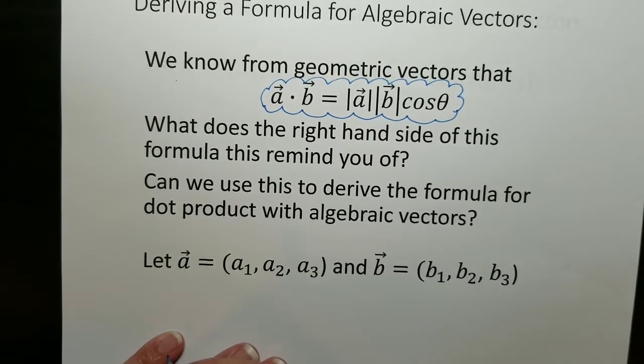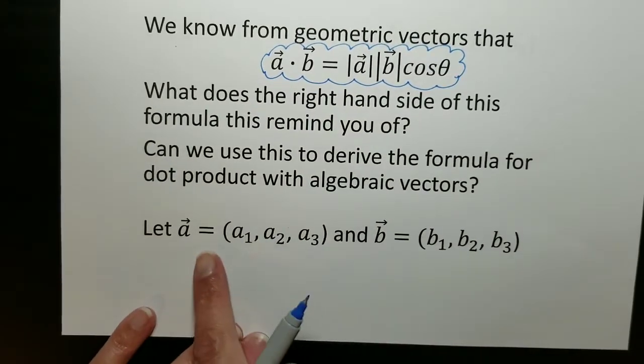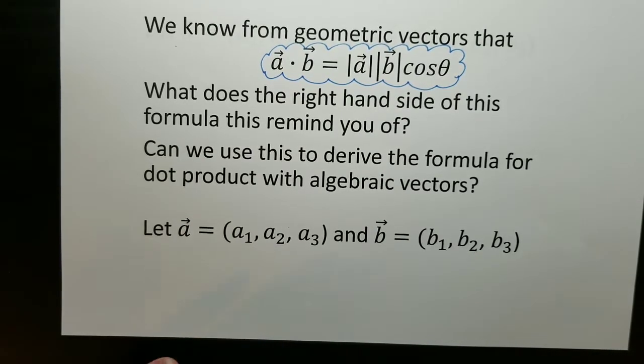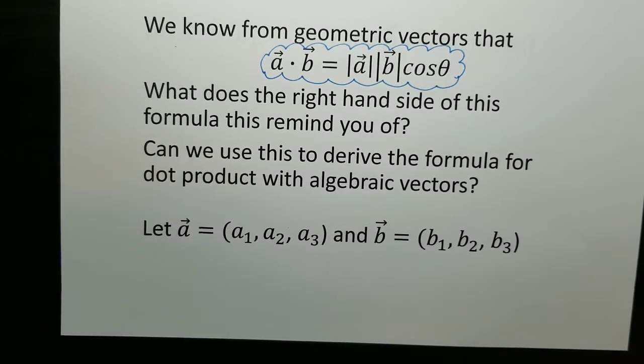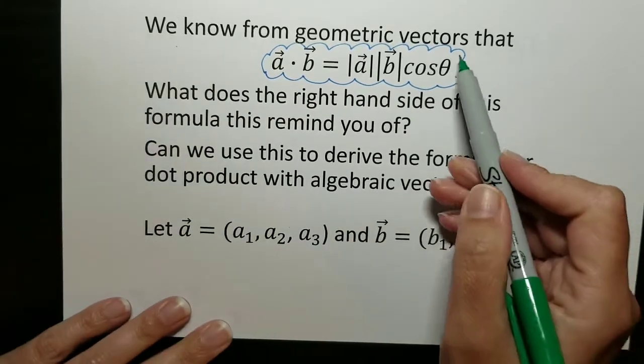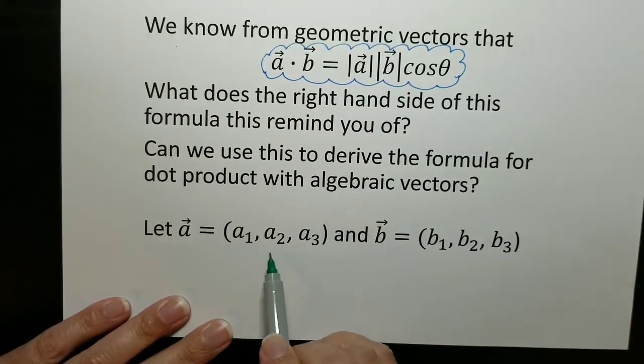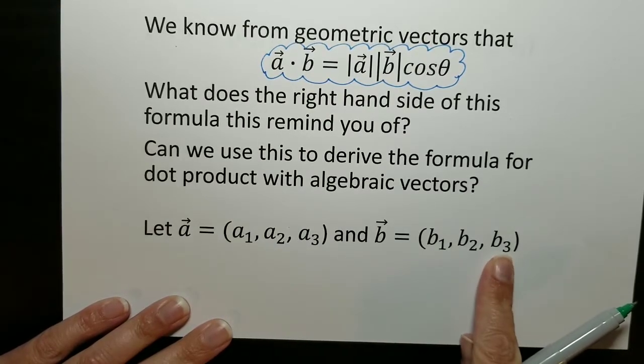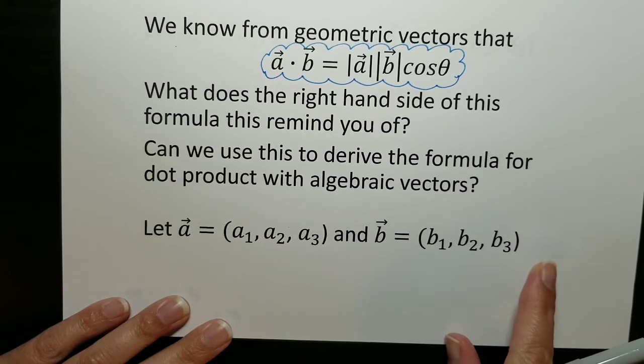So we want to get something that will work for this, but is in terms of our algebraic vectors like A and B down here. So what we're going to need to do is use some other information that we know about general math and trig and change this equation into something that uses just the component forms of our algebraic vectors to find the dot product. It gets a little bit messy, but we do end up coming up with a really nice formula.